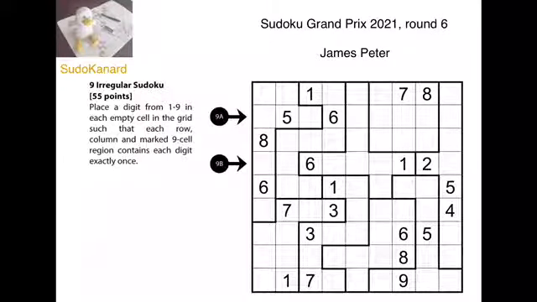This is an irregular Sudoku puzzle that was created by Indian author James Peter for round 6 of the Sudoku Grand Prix in 2021. It was the first time James Peter was an author in a Sudoku Grand Prix, and his puzzles were really very good. He had already shown his setting skills in Sudoku Mahabharat, and it was actually a very similar variant, so it was no surprise that it was very good.